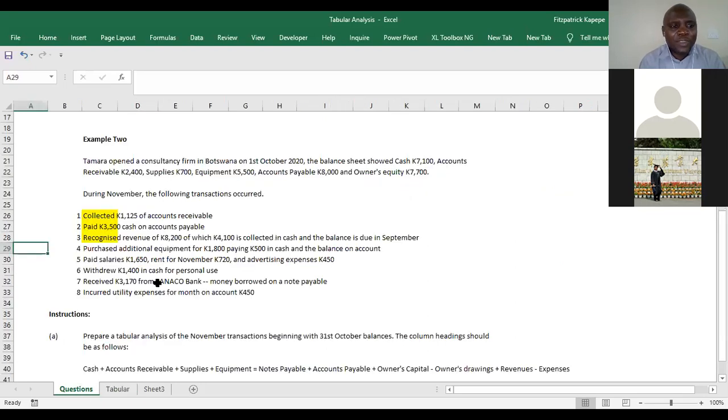Then you go to transaction number 5. It says paid salaries 1,650, rent for November 720, advertising 450. Tamara, just aggregate that, because that was cash already, isn't it? The moment you hear paid, don't even start thinking whether on account or what. Paid is cash. So just aggregate. How much is it?